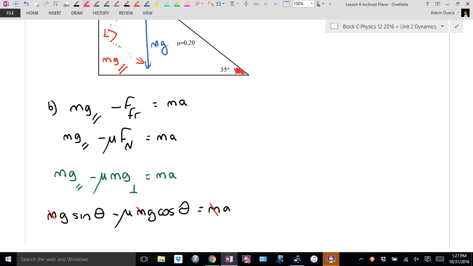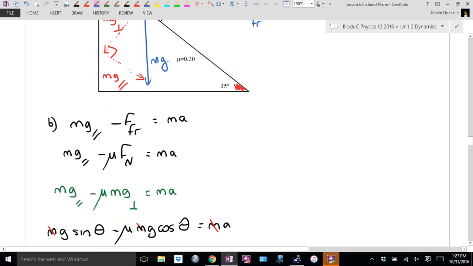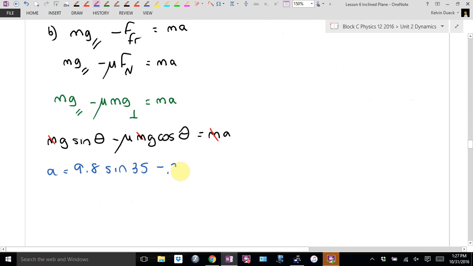The other thing I like about this is, what were we trying to find, Hedrick? Have we got the a by itself already? Oh, great. It's going to be 9.8 sine 35 minus mu 9.8 cos 35. Hey, let's plug in the numbers. 9.8 sine 35 minus, what was mu? 0.2? Times 9.8 cos 35. I already know there's a built-in error check. It's got to be less than 9.8 because that'd be free fall.